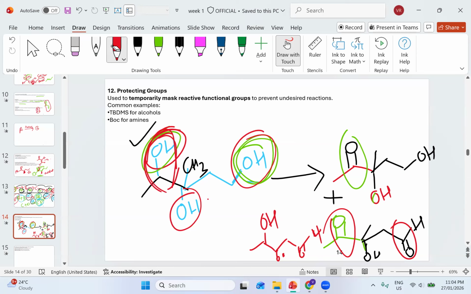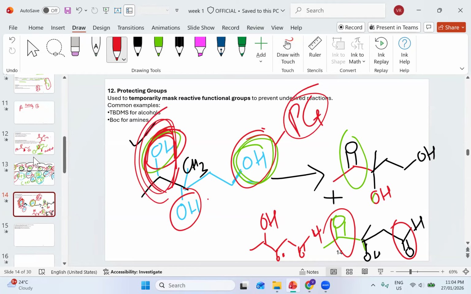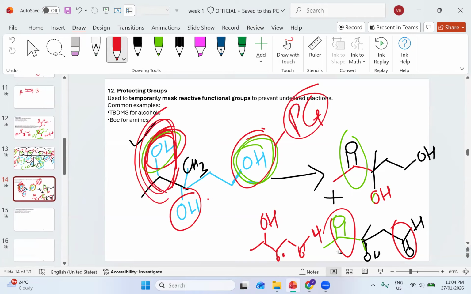So we'll protect this alcohol group with this protecting group, and once we protect this alcohol, then we'll do this oxidation reaction on the other alcohol. So we'll see some examples of this later. So this is about the protecting group.